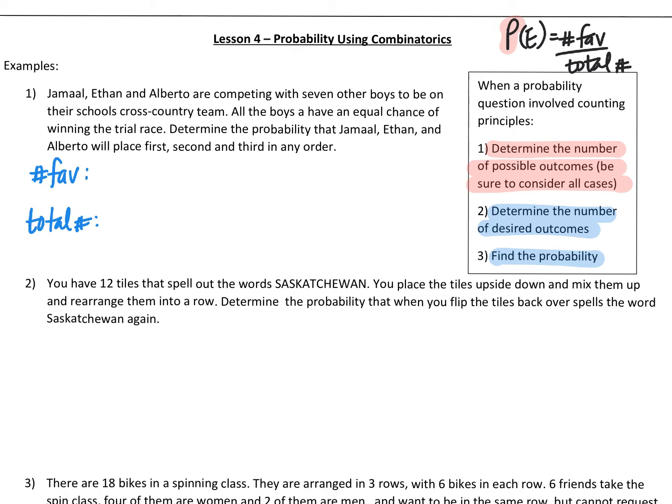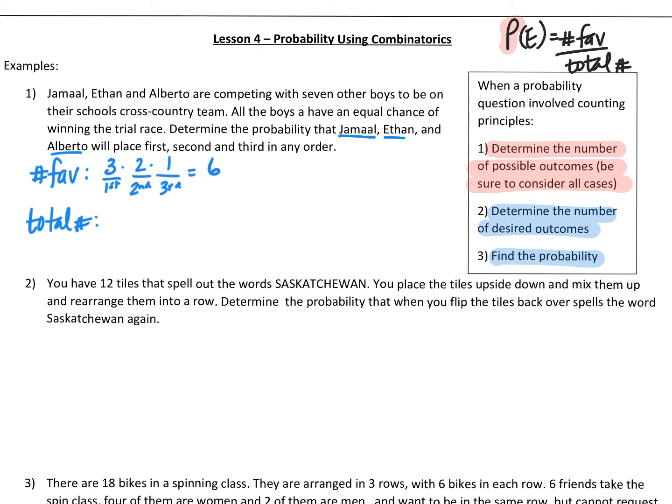So favorable is going to be having Jamal, Ethan, and Alberto win first, second, and third in any order. So if we think of the fundamental counting principle, here's my first, second, third place people. I have 3 choices for first place. That can be Jamal, Ethan, or Alberto. In second place, there would be 2 choices because one of them has already won first, and that would leave one person for third place. So out of those 3, there are 6 possible ways that the 3 of them can win first, second, or third.